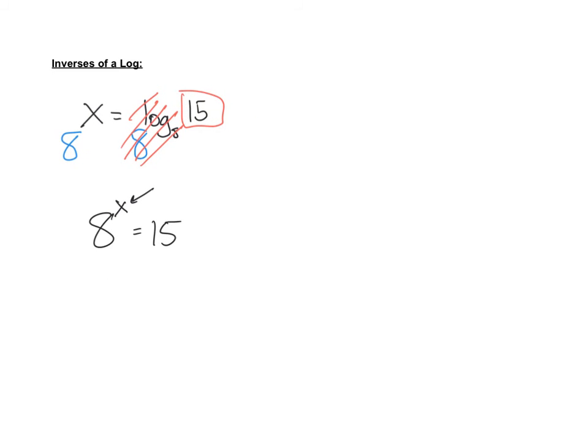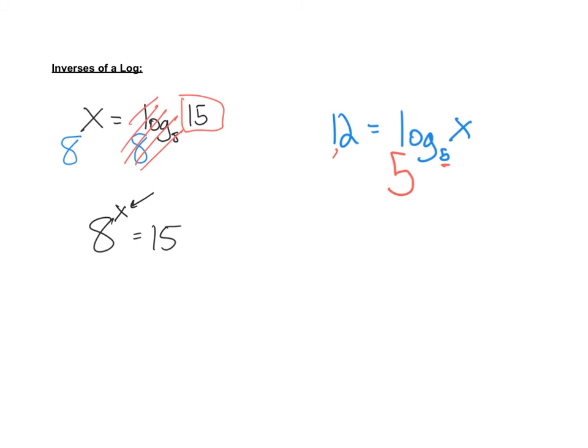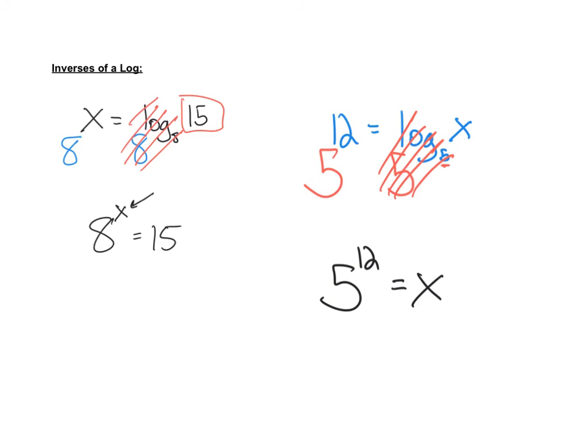Let's say that we have 12 is equal to log base 5 of x. Okay, I want to free the x. So I see that the log base 5 is there, so I'm going to put this whole side to a 5, this whole side to a 5. That cancels out, so then I end up with 5 to the 12th power is equal to x. And then we would continue to solve from there. We put that in our calculator.